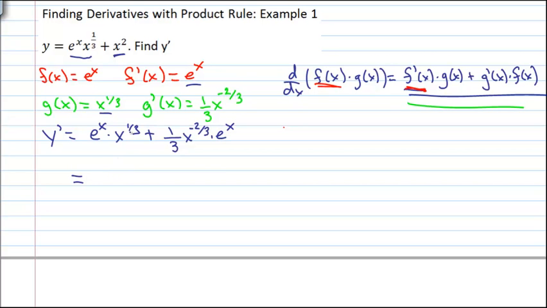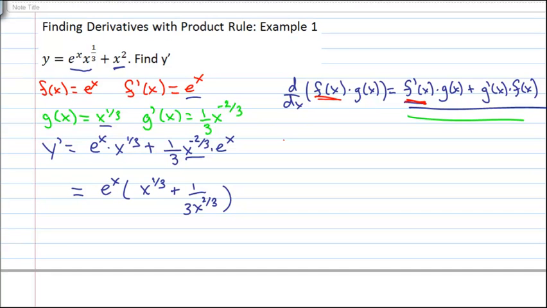I can factor out the e to the x from both terms, and I will get e to the x times x to the 1/3 plus 1/3 x to the 2/3. Since this x here is to the negative 2/3, I can move that to the denominator and make the exponent positive. And really, there's a whole bunch of ways you can factor that out, but no way is really much cleaner than any other.